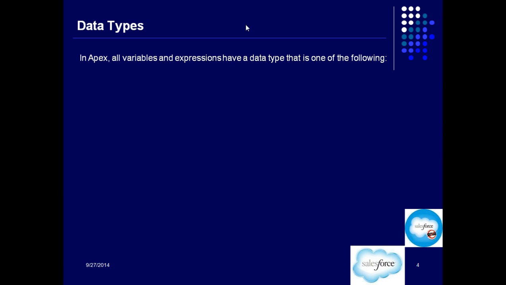In Apex, all variables and expressions have a data type. That's quite obvious, that the variable needs to have a data type, and that is one of the following. These are the data types that we have in Apex. The first one is primitives. Second is sObjects. Third is collections. Under collections there are three types: list, set, and map.